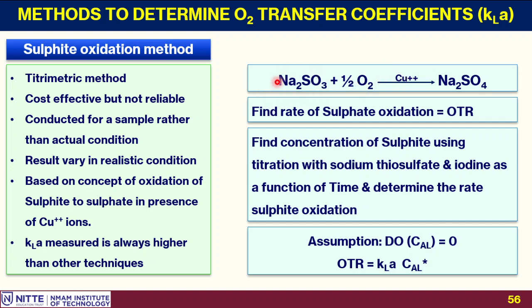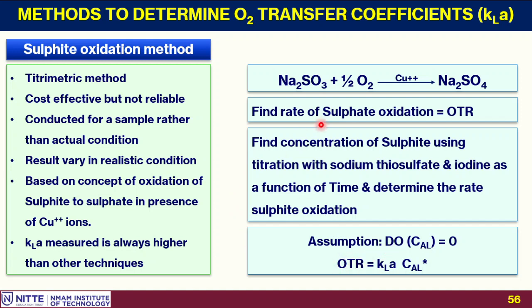You can see that 1 mole of sodium sulfite consumes half mole of oxygen. So if you know how much concentration of sodium sulfite is consumed from the 0th time to the 10th minute, that much oxygen is consumed and dissolved. We assume here that the initial dissolved oxygen concentration is zero. This assumption makes it less reliable. So this value is always higher than the previous two methods. The KLA that you measure here is always higher than the dynamic gassing out method and the static method.